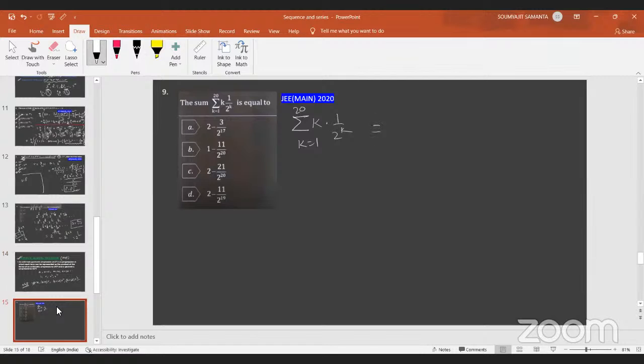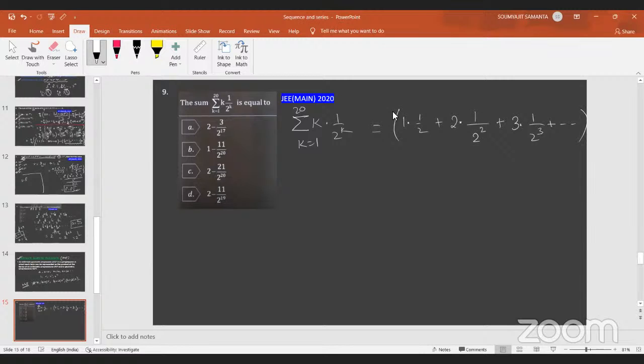So if we open the summation and put k equal to 1 to 20, if you are putting k equal to 1, you are getting 1 into 1 by 2. Then next term, it will become what? 2 into, tell me. You are putting k equal to 2. So 2 into 1 by 2 square. Then what about the next term? 3 into 1 by 2 to the power 3. Class continues.